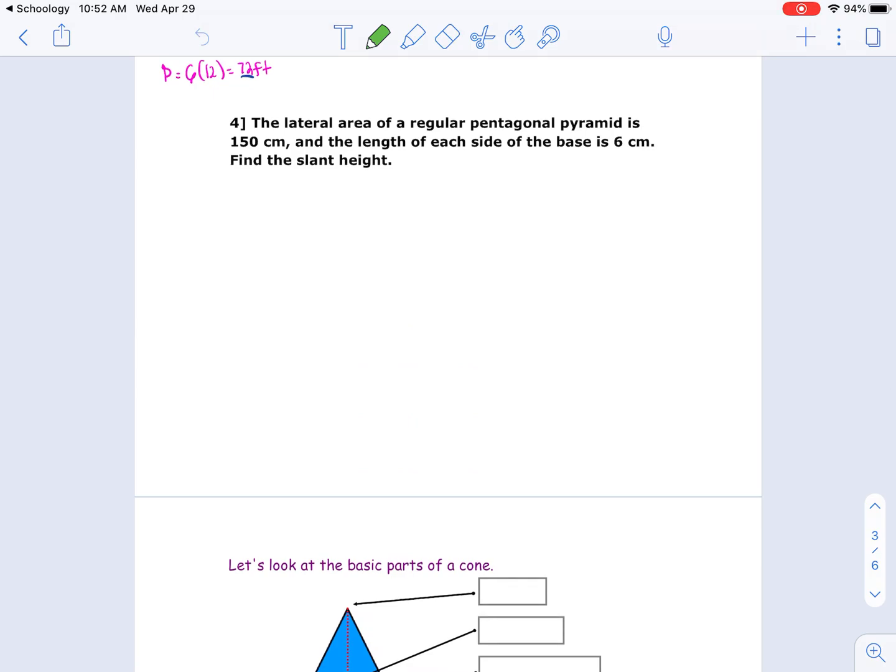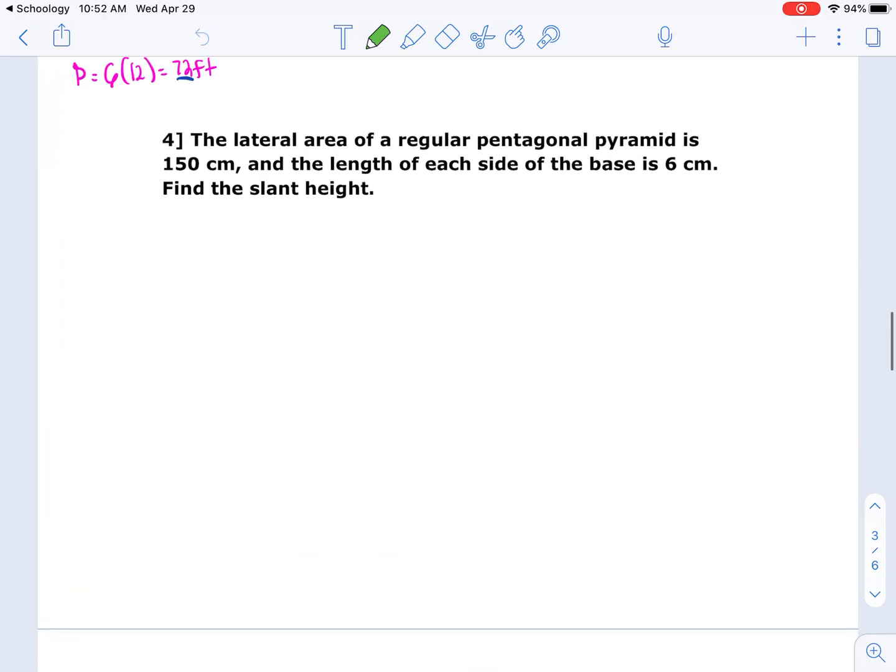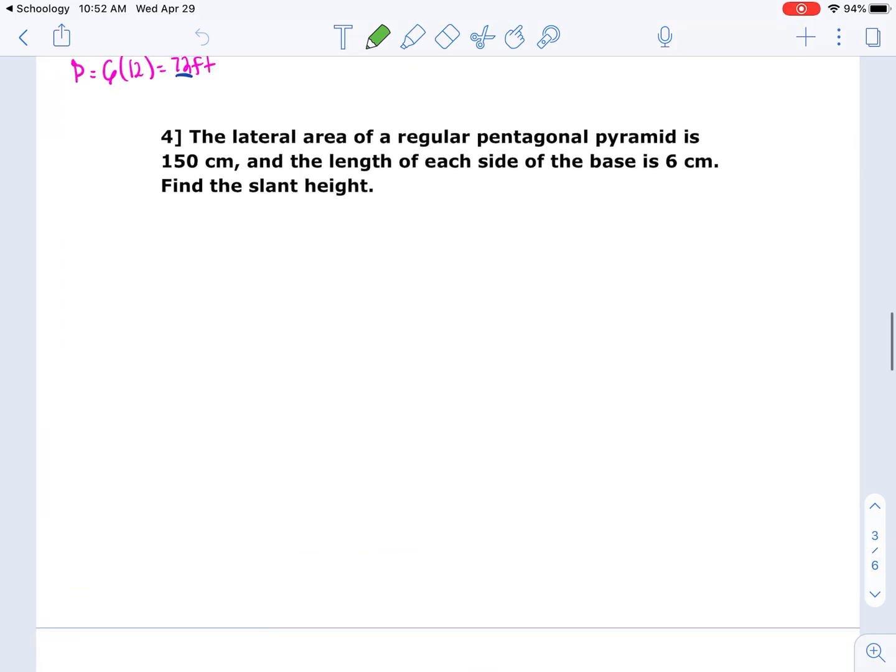This one right here is pretty easy. The lateral area of a regular, but it seems more difficult, right? The lateral area of a regular pentagonal pyramid is 150 centimeters, and the length of each side of the base is 6 centimeters. Find the slant height. Okay. So lateral area of a pyramid.